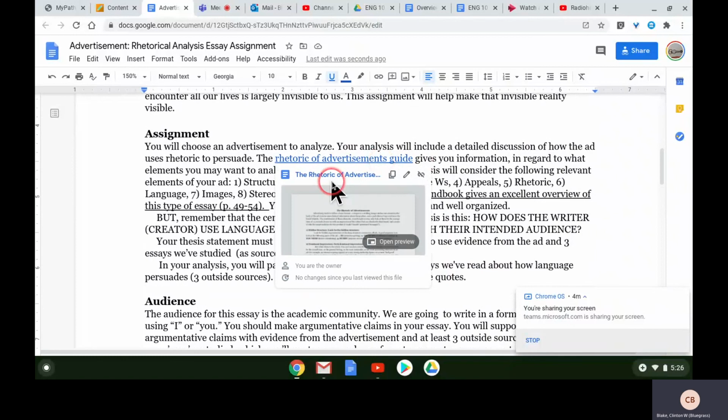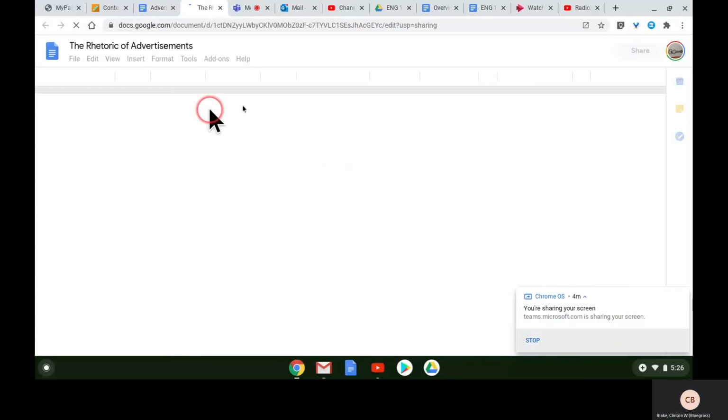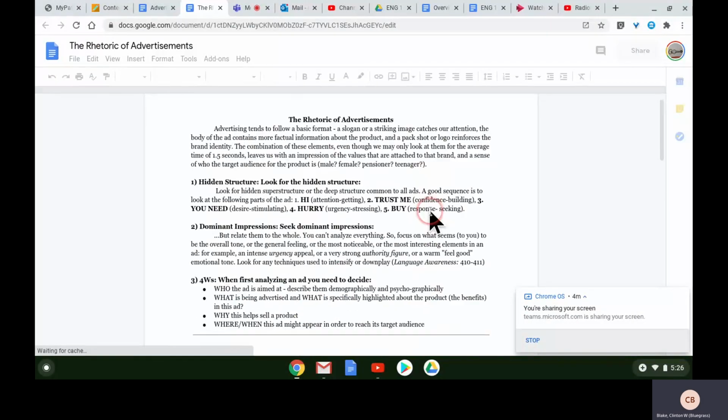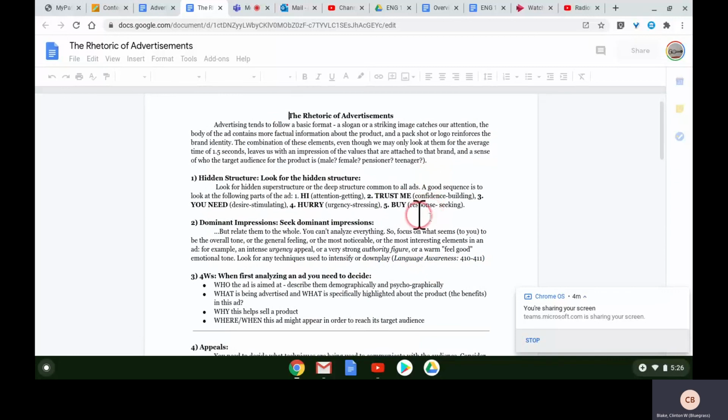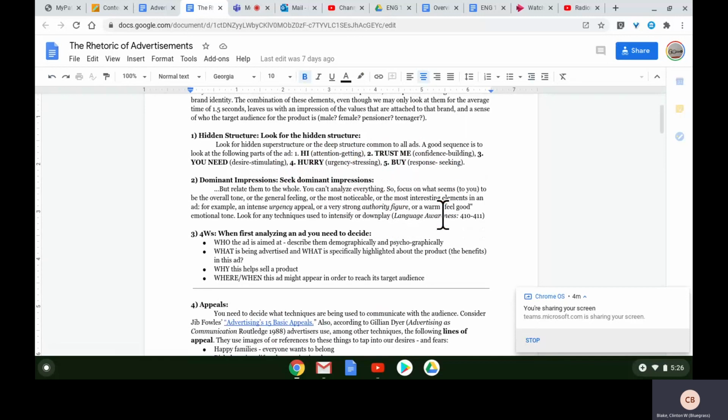Let's take a look at this guide one more time. And as this is loading, this guide does not mean you have to follow this specifically for your organization. But if you do notice any of these things going on, those would be great things to focus on for your rhetorical analysis, because this is the rhetoric of advertisements. So you will want to keep an eye out for that.